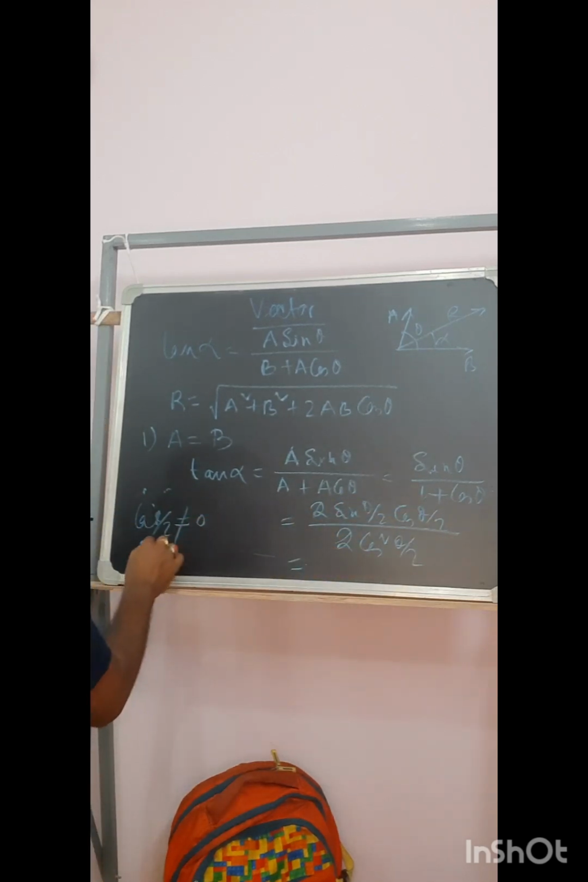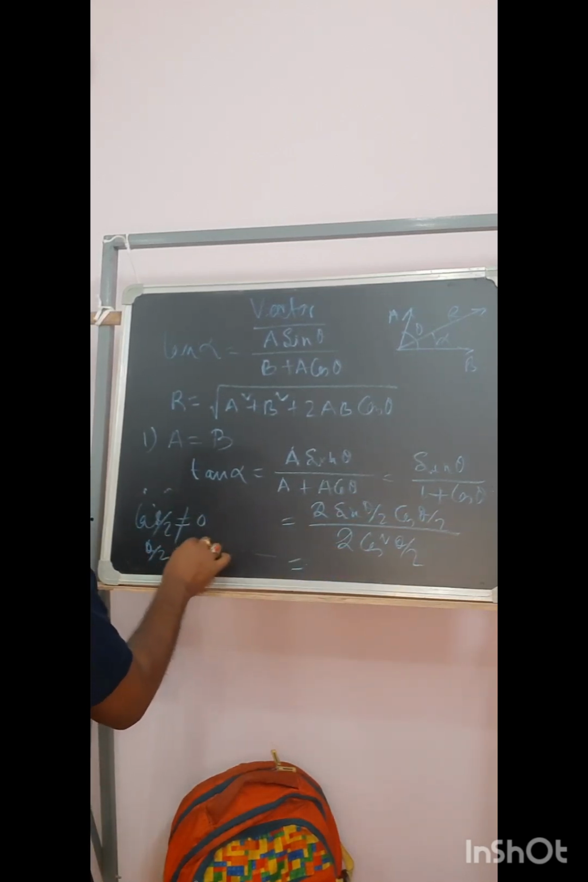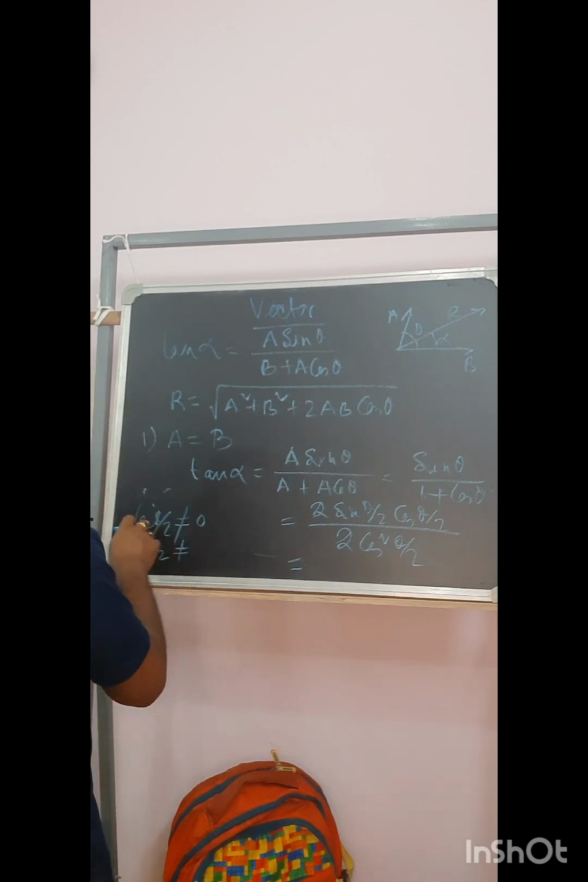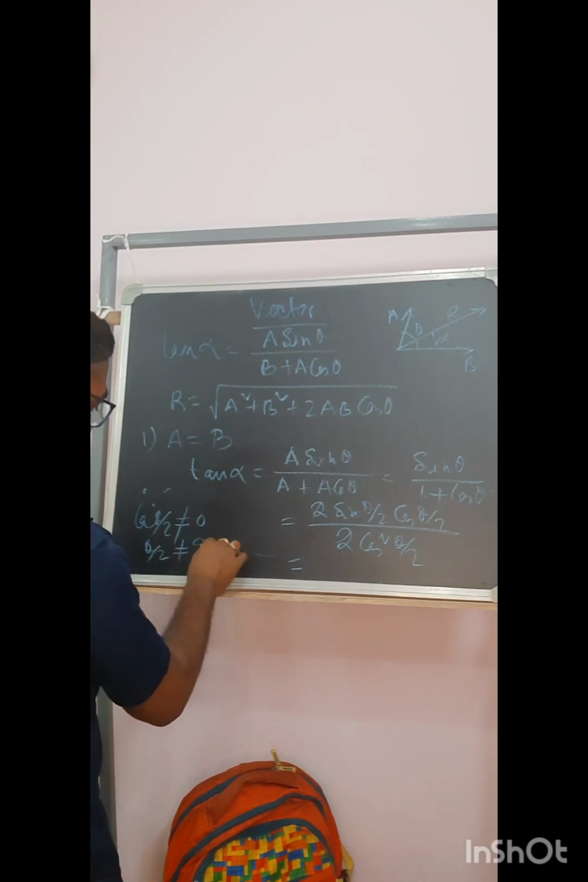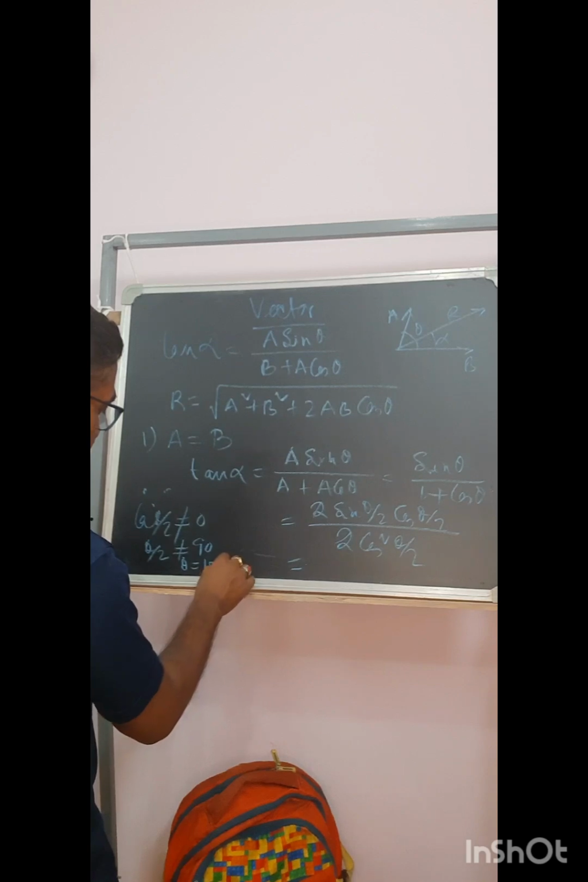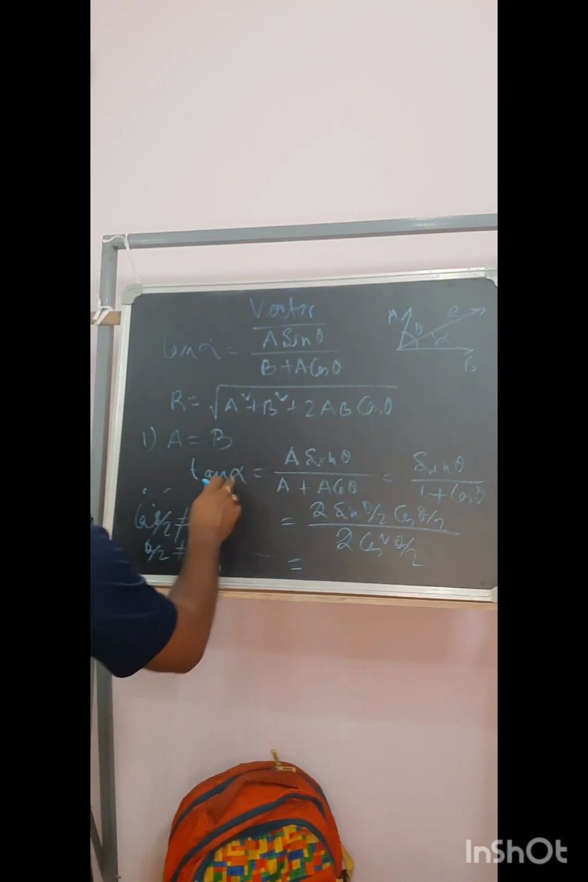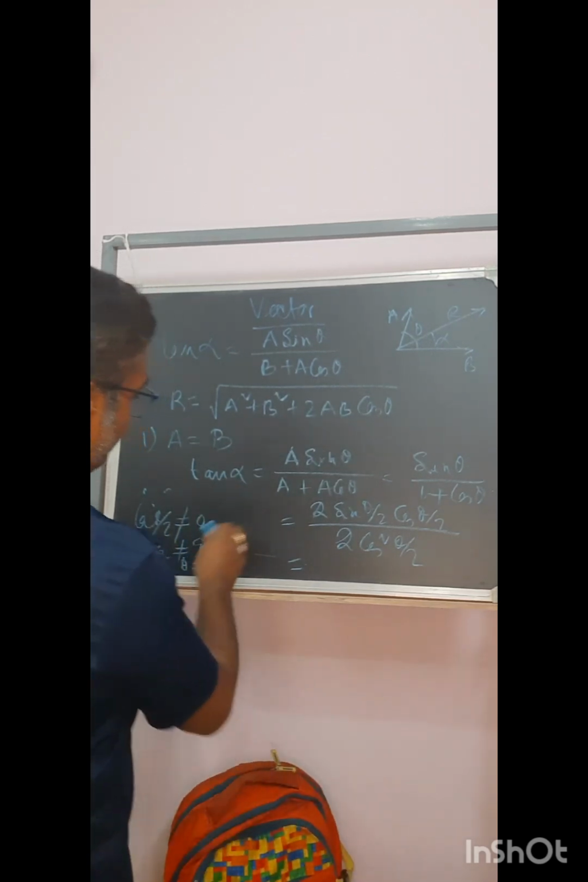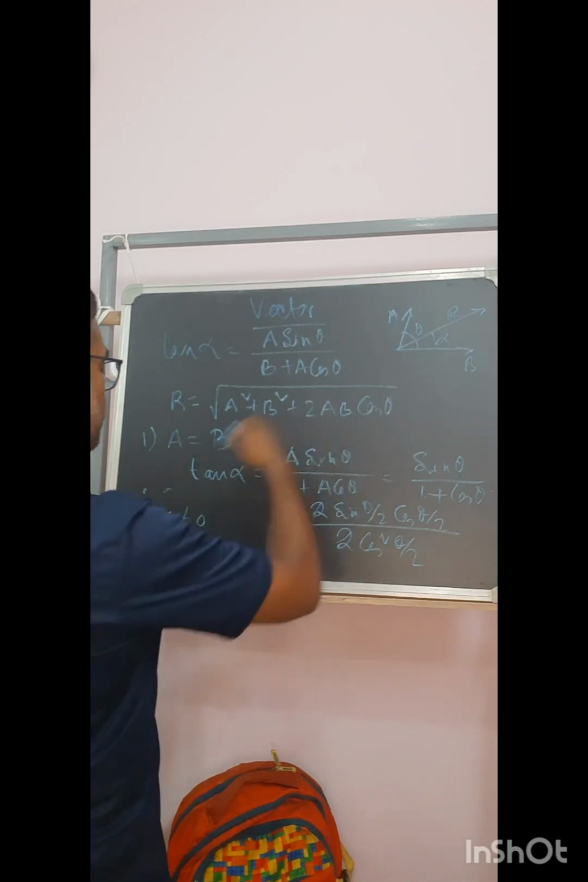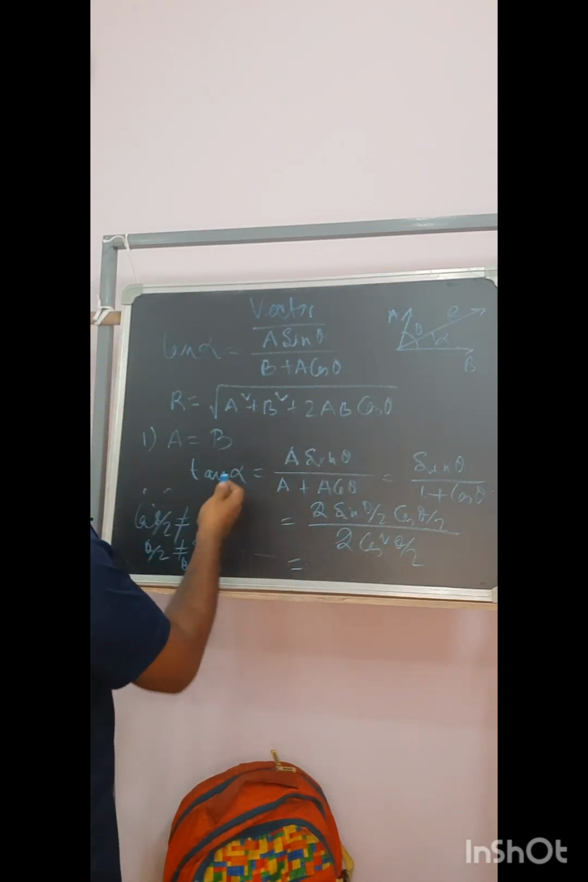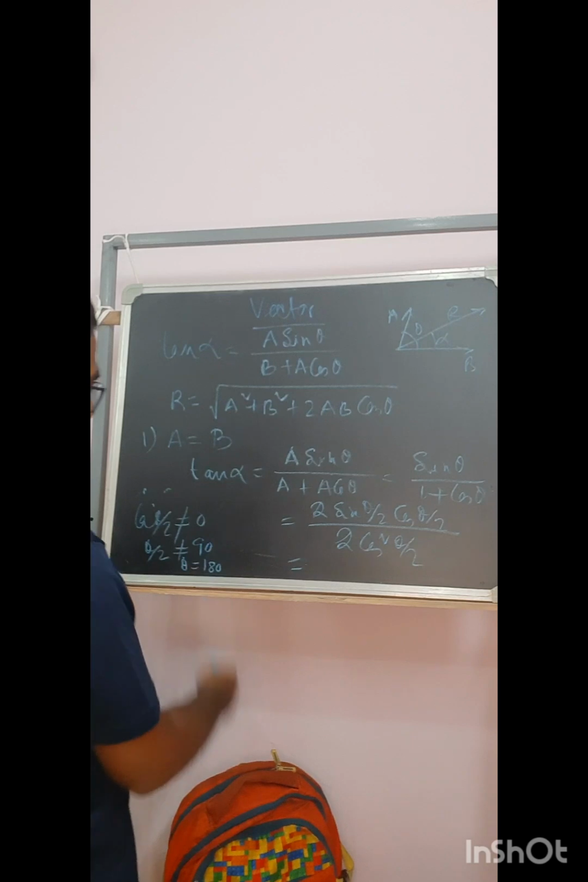If it is 0, then theta by 2 has to be 90, since cos 90 is equal to 0, and theta has to be 180. So if it is 180, in that special case alpha would be either 0 or 180. This is a special case.